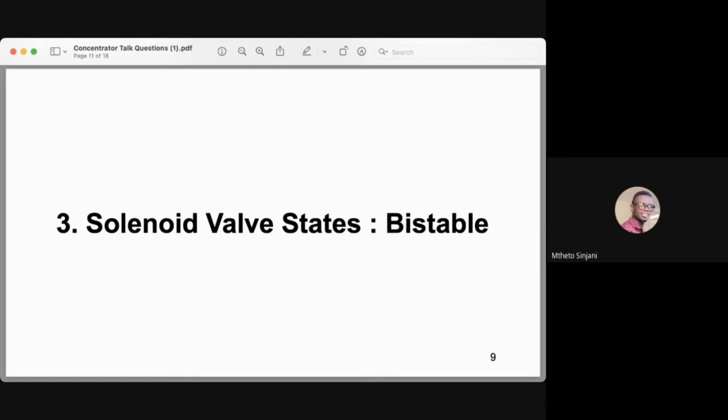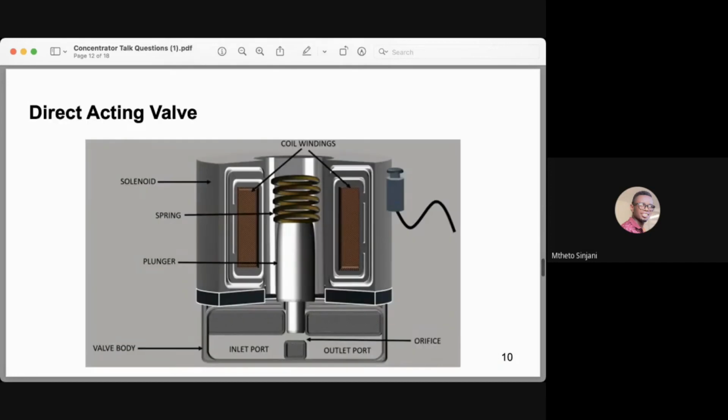From the states I've just mentioned, it is good to know that most oxygen concentrators use the normally closed ones. Of course, you might find some that are normally open, but I think they are rare. Those are the states of solenoid valves. Let's now talk about the types of solenoid valves. Starting with the first one, the direct acting solenoid valve, the one we see in the illustration.